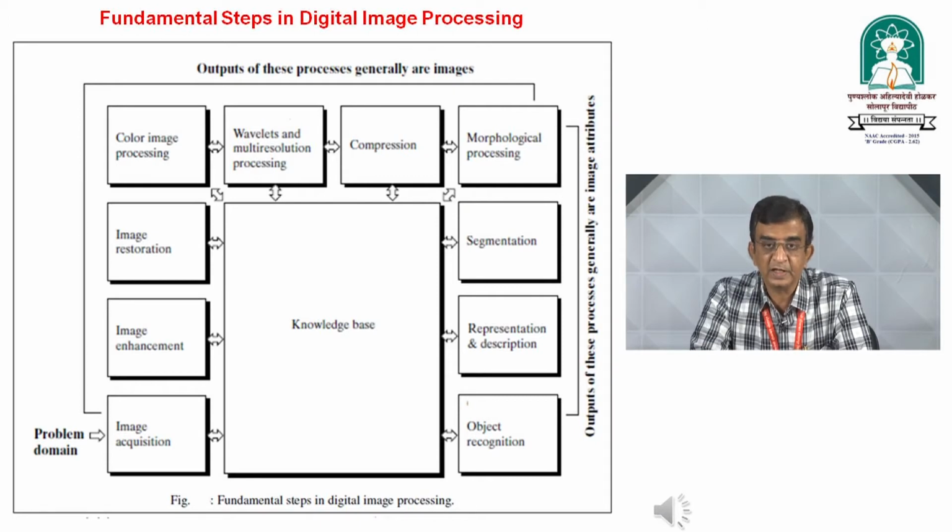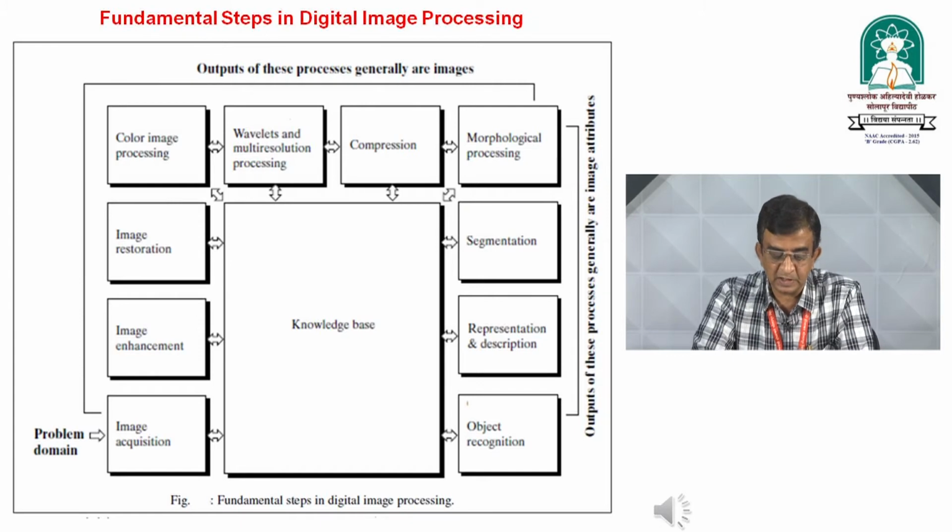The third step, image restoration. Image restoration is an area that also deals with improving the appearance of an image. Restoration techniques tend to be based on mathematical or probabilistic models of image degradation. Enhancement, on the other hand, is based on human subjective preferences regarding what constitutes a good enhancement result.